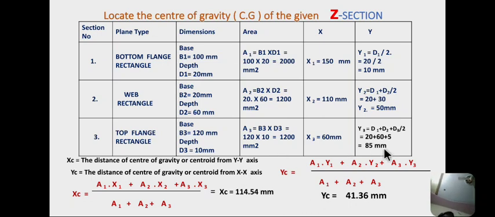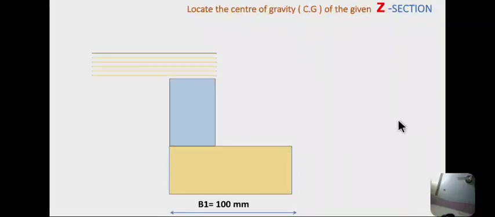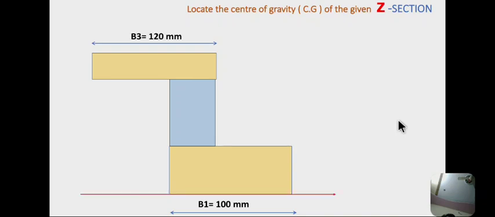Now in the next slide, I am showing the final position of the centroid for the Z section. For locating the centroid or center of gravity of the Z section, first you have to know the individual centroids, that is C1, C2 and C3.